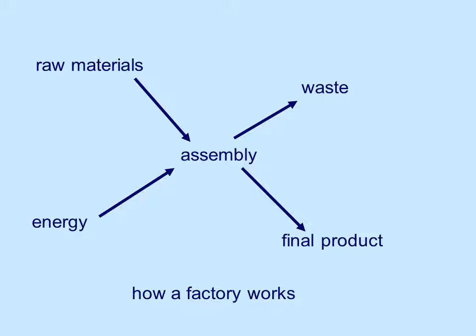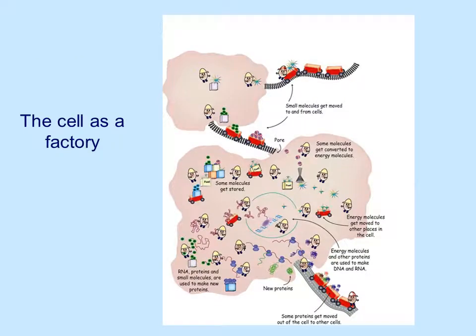Now, we think of the cell as kind of a factory. In a factory, we have raw materials. These are the things that we start building with. We have energy that is going to put the raw materials together, and we have some sort of an assembly. Out of this comes the final product and some stuff that we just throw out and get rid of. So that's the way any kind of a factory works. Well, the cell is kind of a factory. This is a very complex diagram that you have in Chapter 2.